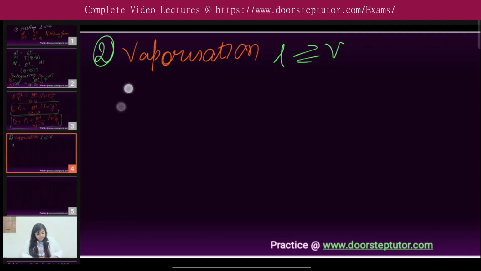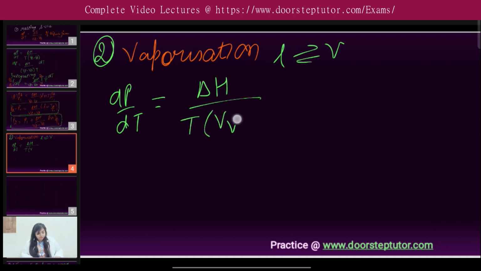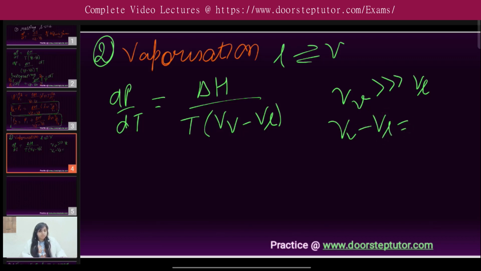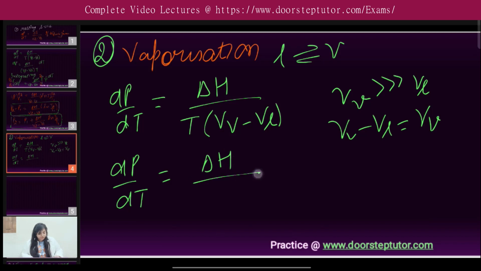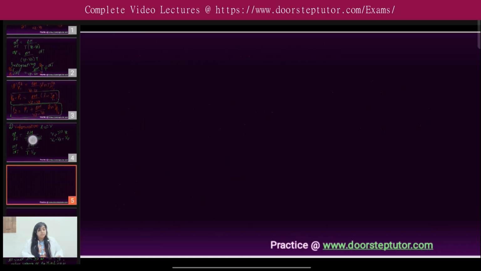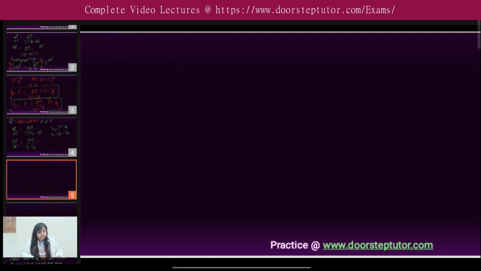So dP by dT for this particular case will be written as delta H upon T into delta V, that is the volume of vapor minus the volume of the liquid. Now we know that the volume of the vapor is much larger as compared to the volume of the liquid. So this change in volume will be approximately equal to the volume of the vapor only. So dP by dT becomes equal to delta H upon T into the volume of the vapor phase.